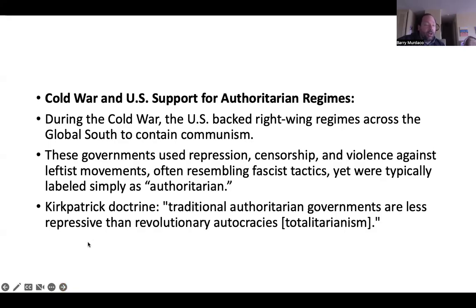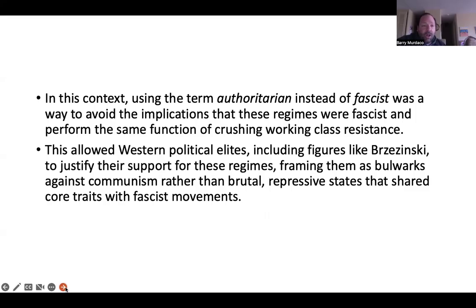Now, Jeane Kirkpatrick, who again was an academic who later served under the Reagan administration, another unapologetic Cold War hawk, writes that traditional authoritarian governments are less repressive than revolutionary autocracies, or in other words, totalitarian governments. So quite clearly saying that these are the lesser of two evils. Yeah, they're not great, but they're not as bad as the alternative. And I would argue, in many cases, they're probably actually worse. Well, I'll leave that for people who want to study the historical record of this a little bit more.